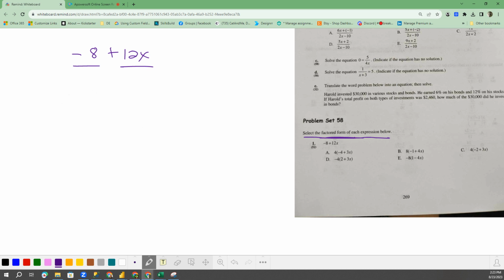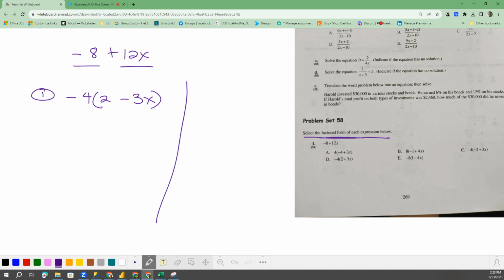Okay, I'm going to do the negative 4 first. I'm going to factor out negative 4. So negative 8 divided by negative 4, I will get 2. 12x divided by negative 4, I will get negative 3x. Now, do I have that negative 4 outside, 2 minus 3x? No, I don't. Okay, so this is an answer.